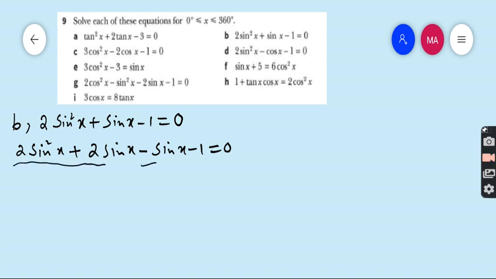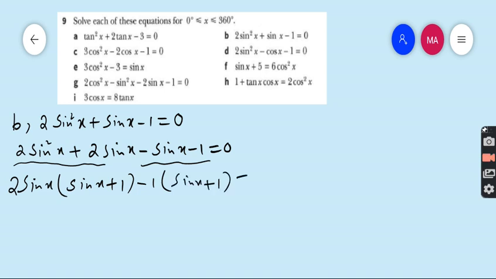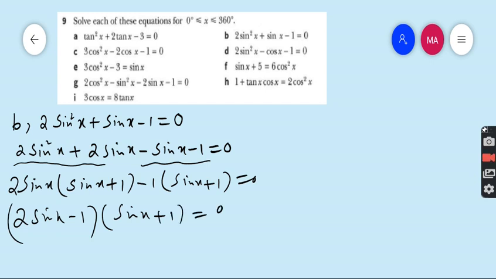Taking the first two and taking the last two. In the first two, common is 2 sin x, so sin x plus 1. In the last two, only minus 1 is common, so sin x plus 1 is equal to 0. So 2 sin x minus 1 and sin x plus 1 is equal to 0. Now we have two equations. One is 2 sin x minus 1 is equal to 0 and the other is sin x plus 1 is equal to 0. Taking the equations one by one.